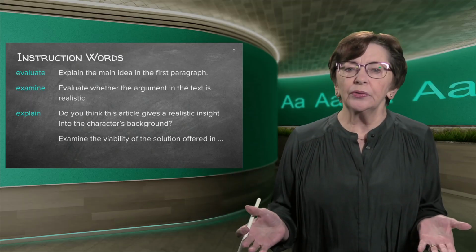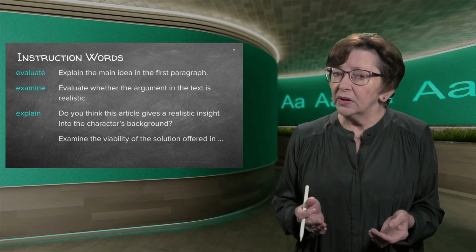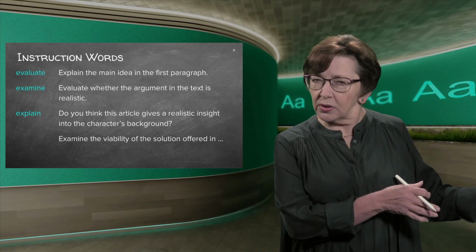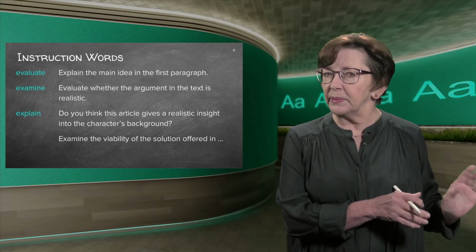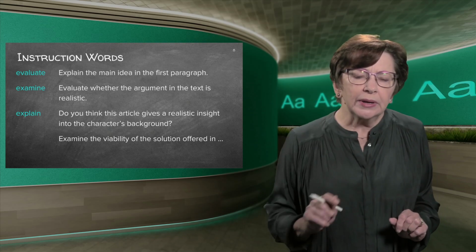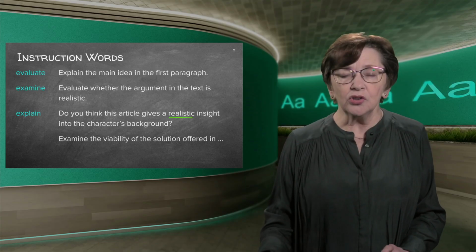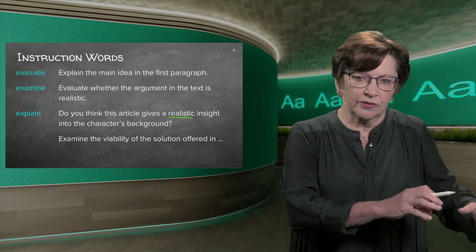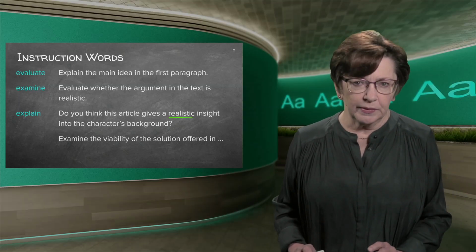Explain. Do you think this article gives a realistic insight into the character's background? When this article was just all about the fun and games of his background, and you know that he had a serious illness and that he grew up in poverty, but that was not mentioned in this article. And then you ask, do you think, explain whether it is realistic. So you're going to give your judgment, but you're going to explain why you have this kind of judgment. I don't think it is realistic because the hardships are not mentioned, right?